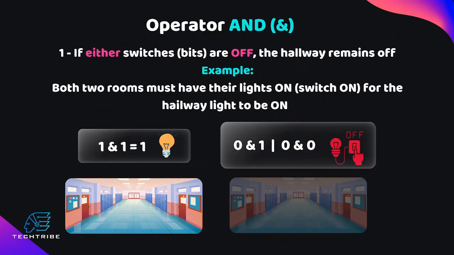With the AND bitwise operator, if either switch is off, the light in the hallway will be off, because the AND operator will only be true if both of the operands are true.